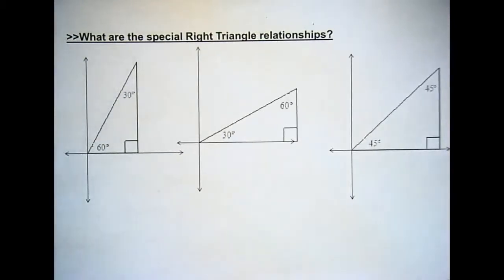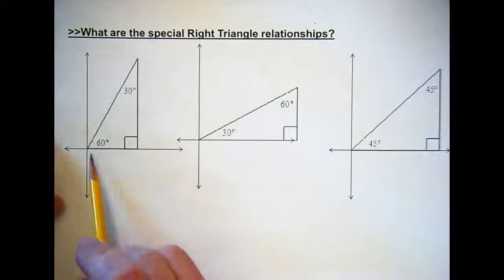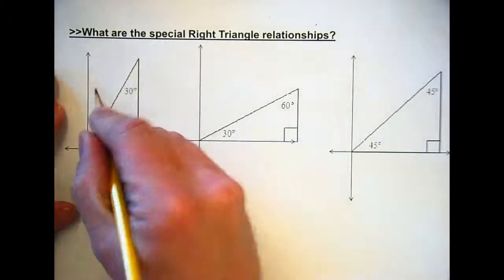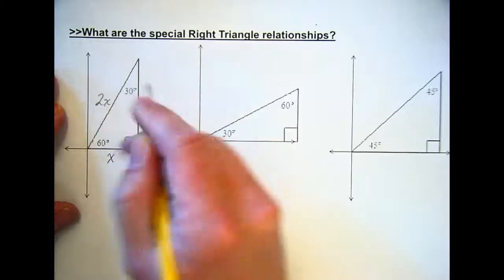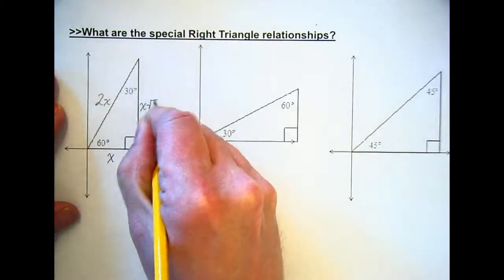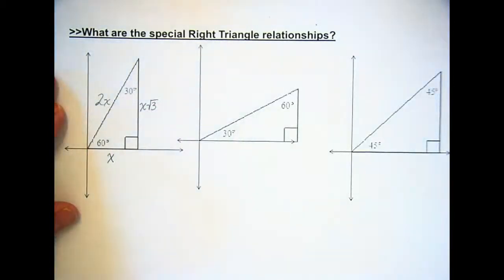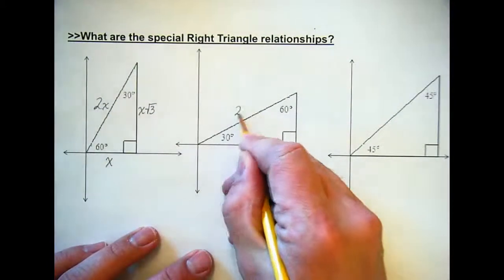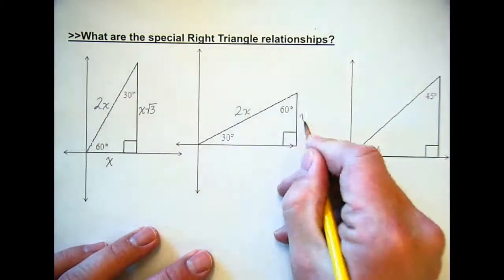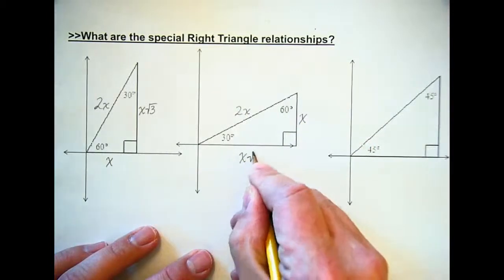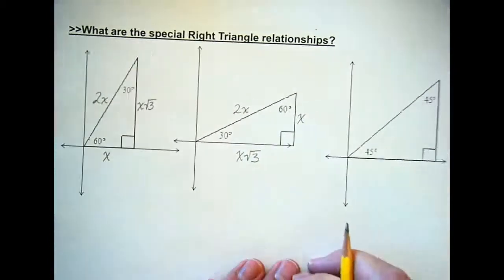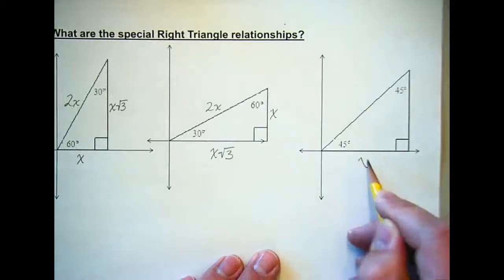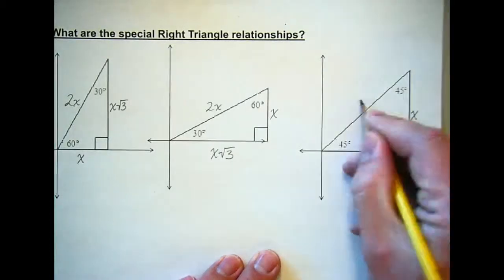So, we're going through these different triangles. What was this length? X. This is X. This is 2x. And X root 3. Good job. Same triangle, it's just tipped over. So this is 2x, X, X root 3. And the 45, 45, 90? X, X, and X root 2.